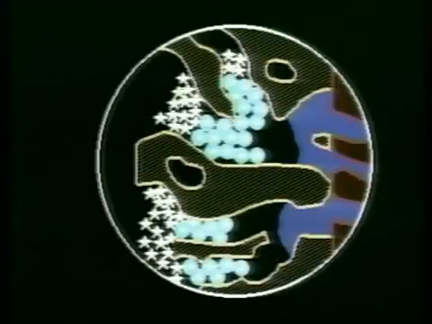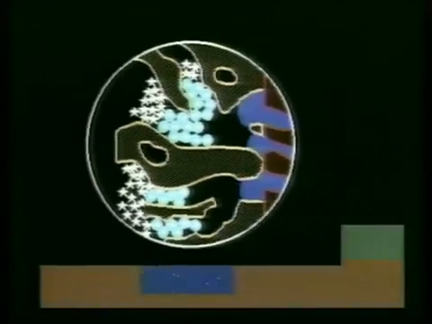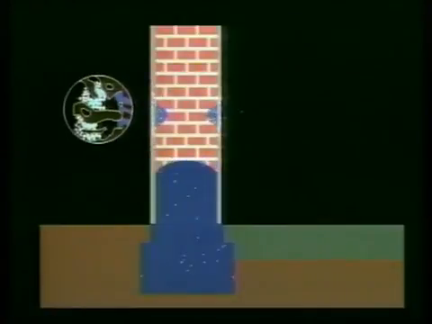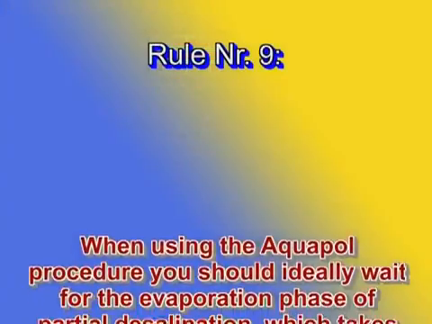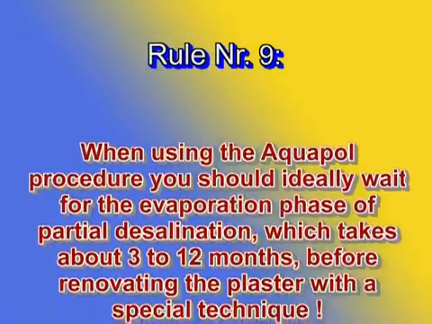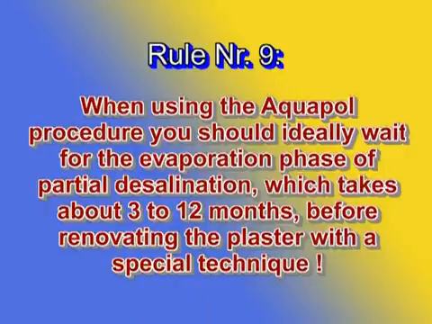Dissolved salts come out in the upper evaporation zone and the larger part moves back to the ground where it came from. The evaporation phase takes about 3 to 12 months. You should ideally wait for this length of time before starting renovation of plaster. Rule number 9. When using the Aquapol procedure, you should ideally wait for the evaporation phase of partial desalination, which takes about 3 to 12 months, before renovating the plaster with a special technique.